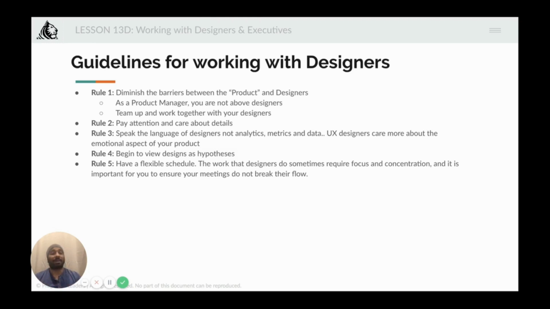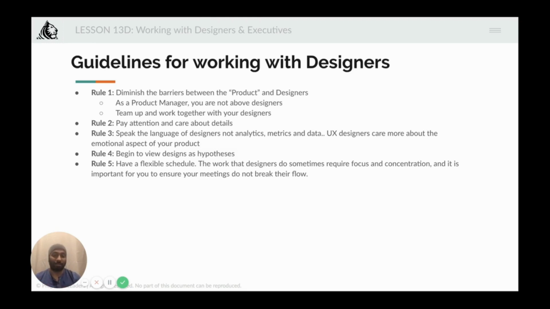Start to view design as a hypothesis. My hypothesis is that the user is going to behave in a certain fashion, and in this moment, because he is in a hurry, the design needs to be very, very simple to communicate. Or the design should just have a couple of buttons because he's in a hurry. He just needs a quick taxi or he just needs a quick something, right? So there have to be hypotheses around designs and not completely look and feel.